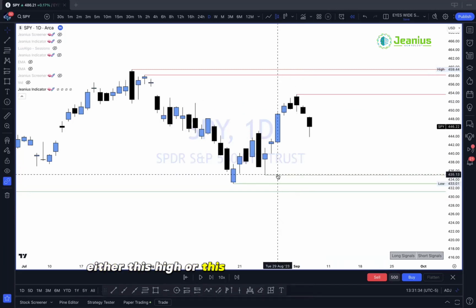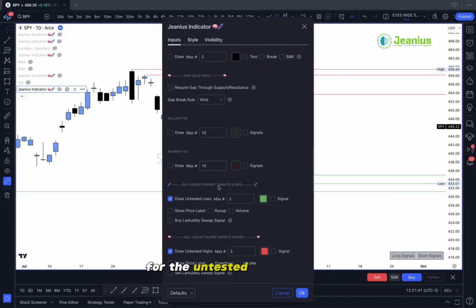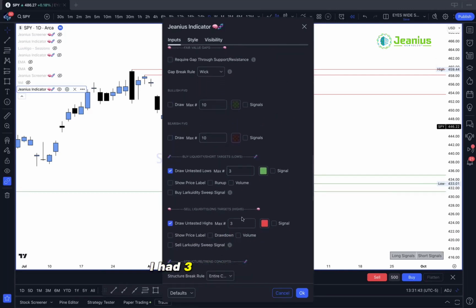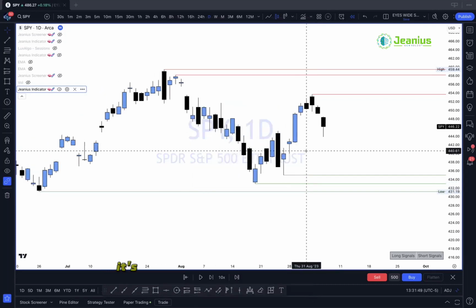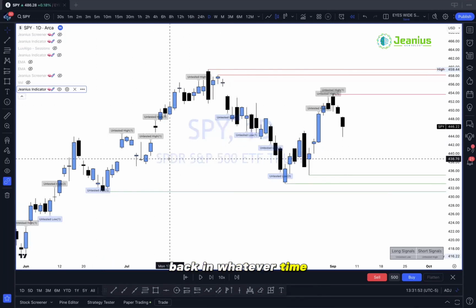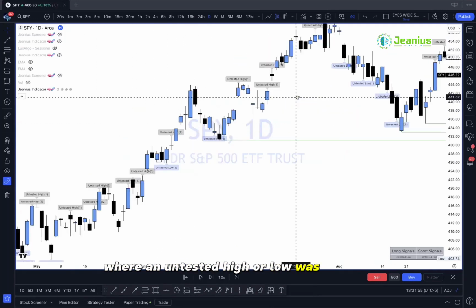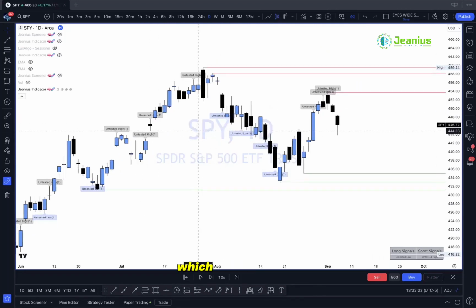because you can use these as areas to target. Either this high or this low is going to be touched first. One of these is going to be touched first for the untested high and low. And if you notice, I had 3 of each on both sides. Now, if I turn the signals chart on, it's going to show me all the signals back in whatever time where an untested high or low was touched.